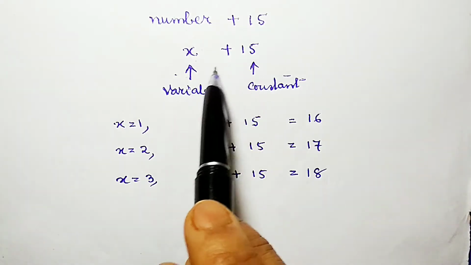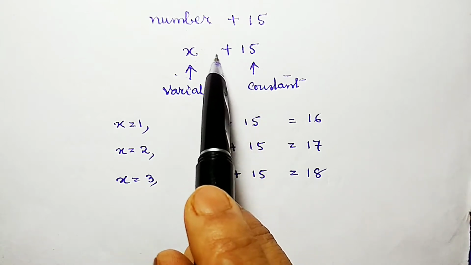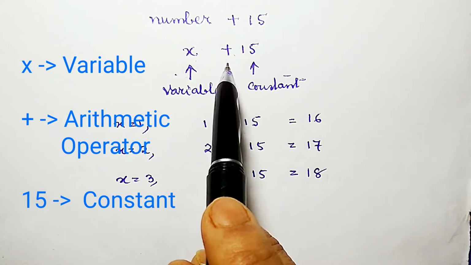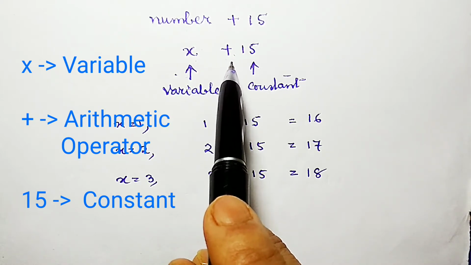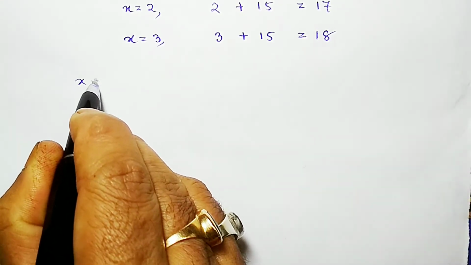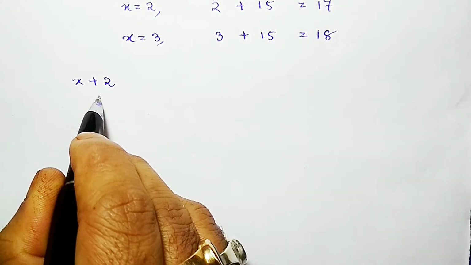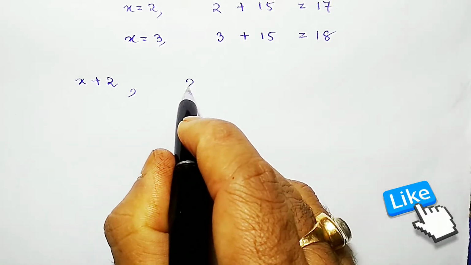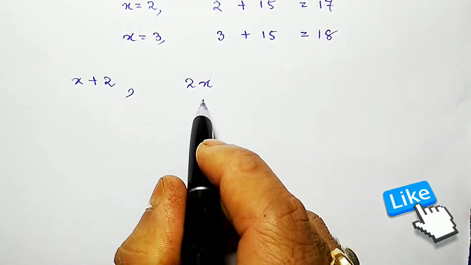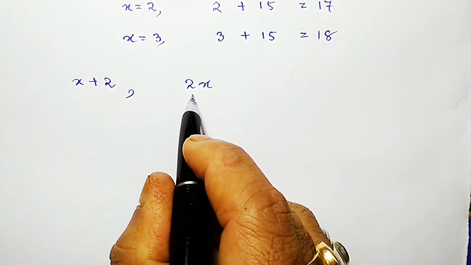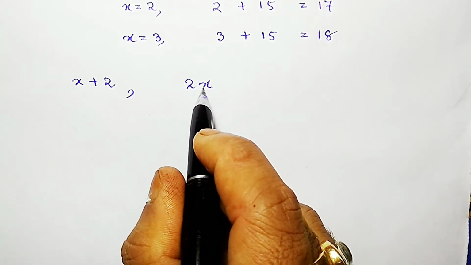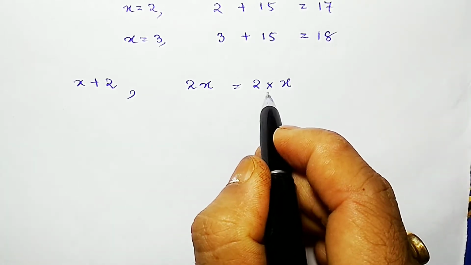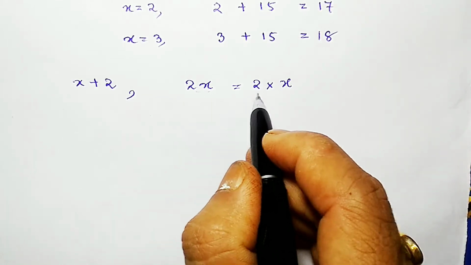And these two I have connected by this plus sign. So this is the arithmetic operator. In this way, plus, minus, into, division, many operators are there. If I write x plus 2, then plus is the operator, x is the variable and 2 is the constant. If I write 2x, here x is the variable, 2 is the constant, then what is the operator here? 2x means 2 into x. In algebra, we don't give this sign. Simply 2x means 2 into x.